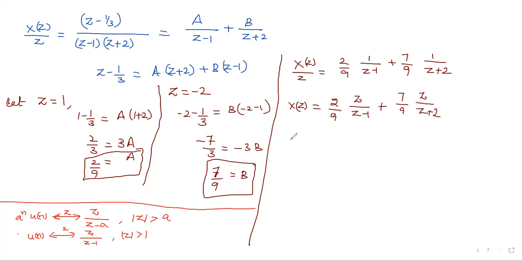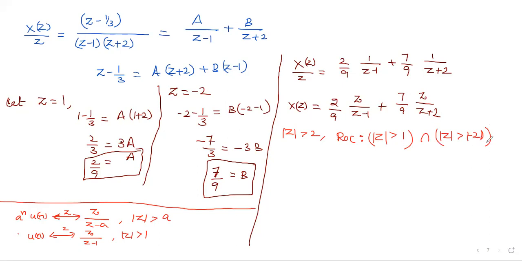Now you see that in the question they gave mod Z is greater than 2. Then what is the ROC? Here two roots are there, Z minus 1 and Z plus 2. That means mod Z is greater than 1. Mod Z greater than 2 means it is also greater than 1. The intersection is mod Z is greater than mod 2.